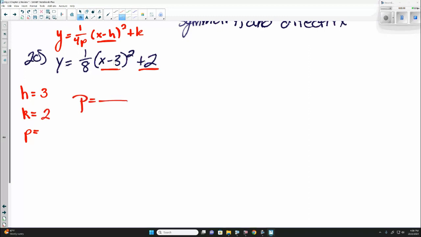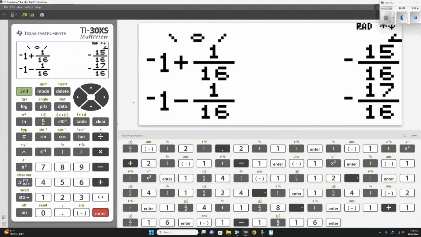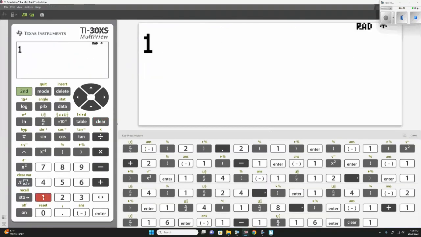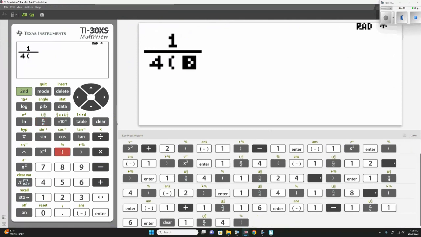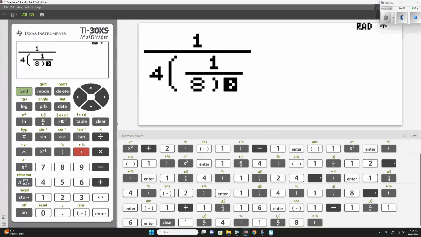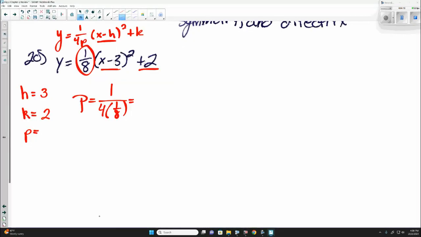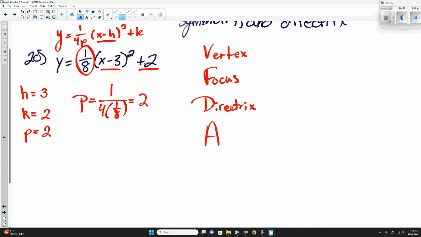And to find the value of p, well, it's going to be 1 over 4 times the number in front of our term being squared. In that case, it's going to be 1/8. Now, at this point here, we can plug it into a calculator. 1 over 4 parentheses 1/8. Enter is 2. So it tells us the value of p is 2. Now we're going to find the vertex, focus, directrix, and axis of symmetry.